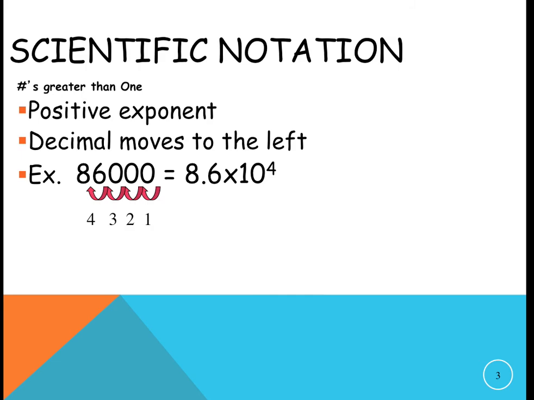So scientific notation, when we have numbers greater than 1, we have a positive exponent, so the decimal moves to the left. So you can see in 86,000, we are moving the decimal place 4 places to the left to give us 8.6. We must only want 2 significant figures there, and since we moved it 4 places, we have times 10 to the power of 4, or the exponent 4.